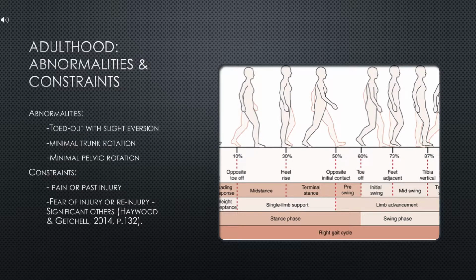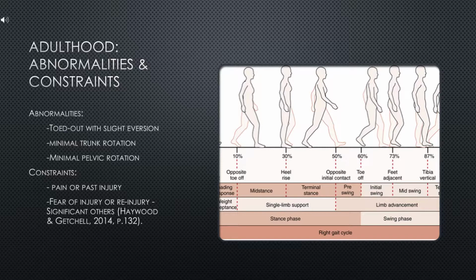Along with his adult gait, there also do come slight abnormalities and constraints. Some slight abnormalities that I saw were that he was slightly toed out with slight eversion in his planted foot. Also, he has minimal trunk rotation compared to what it needs to be, and he also has minimal pelvic rotation. None of these are extreme, but they are still present. They just aren't necessarily as well in range as they need to be. And the same thing with the toed out and slight eversion. It's nothing completely terrible. It's just something slight that I noticed that could be corrected, but a lot of it probably is just pathological and it's going to just stay there for the rest of his life.